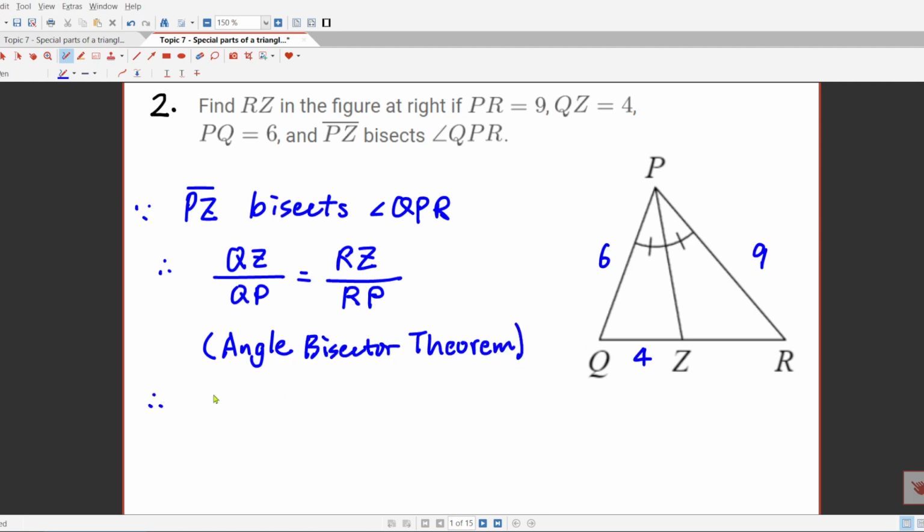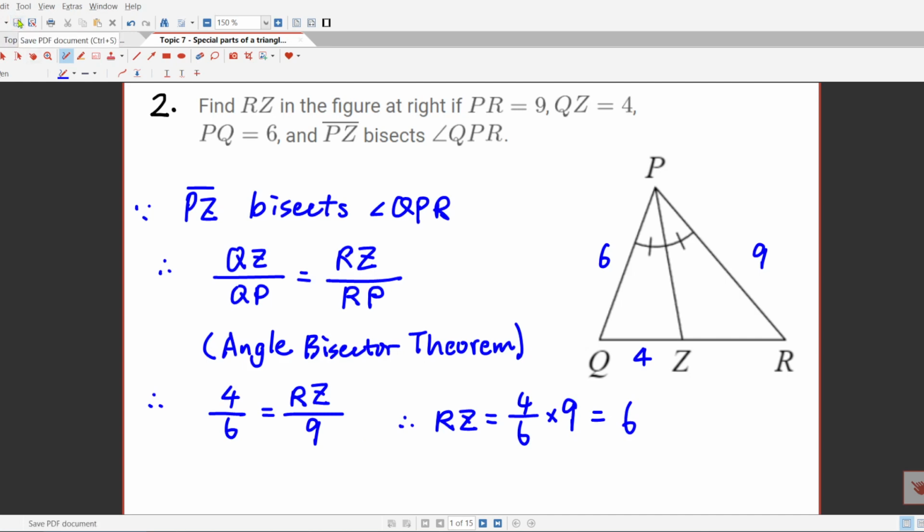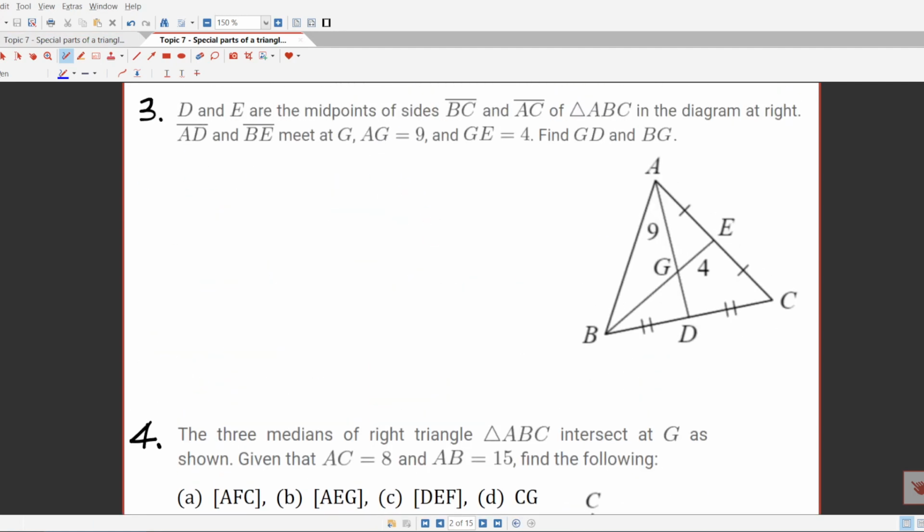And therefore we have QZ over QP is 4 over 6, right? RZ is not known to us, but we know RP, which is 9. And of course you can solve RZ, right? RZ is 4 over 6 times 9, which is 6, right? Any questions? All right, so if no questions, let's have a look at question number 3.